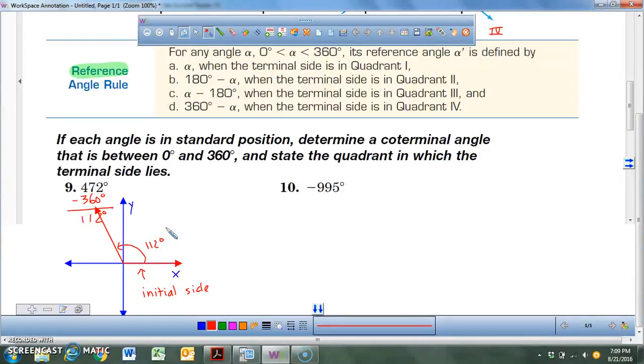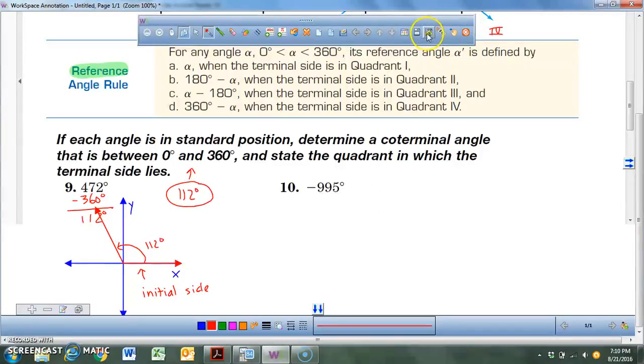Now, for this particular problem, it says determine a coterminal angle that's between 0 and 360. Well, I would agree that 112 degrees is definitely between 0 and 360. So if you started here and finished there, that would be a coterminal angle. That would be between that. Well, what would the reference angle be for this particular one?